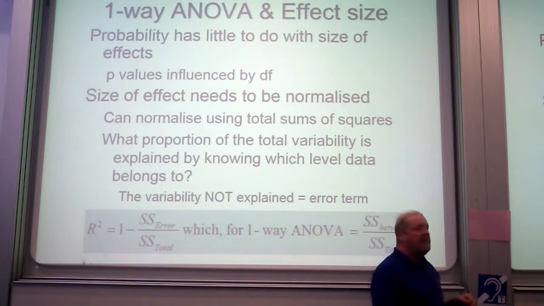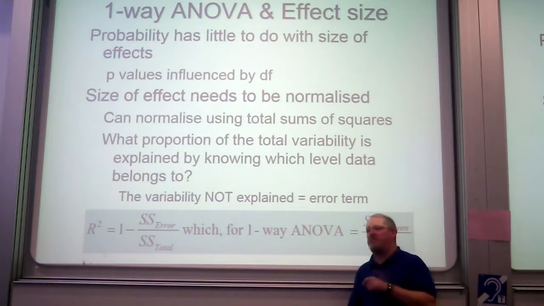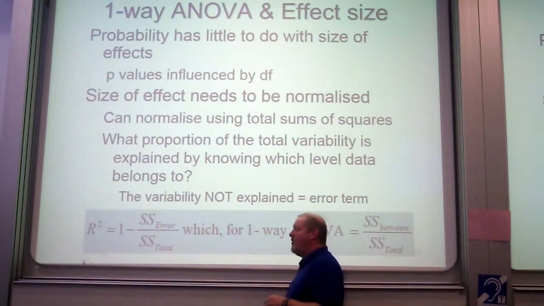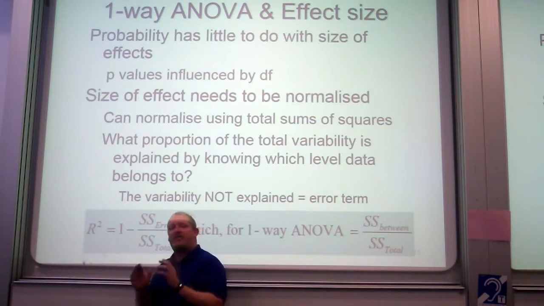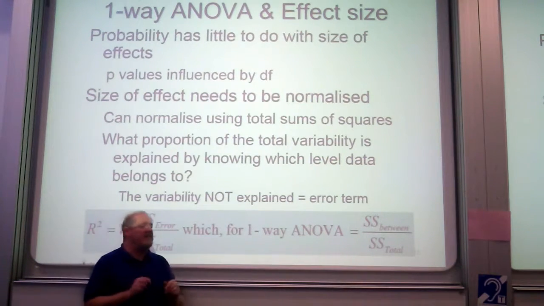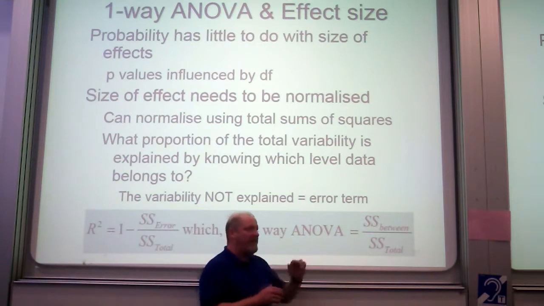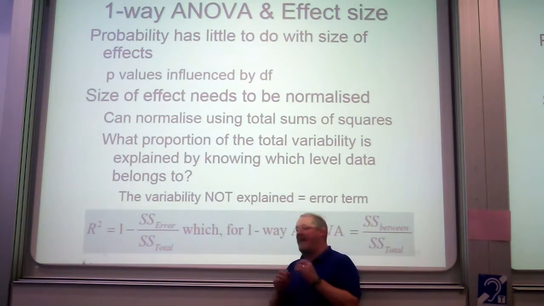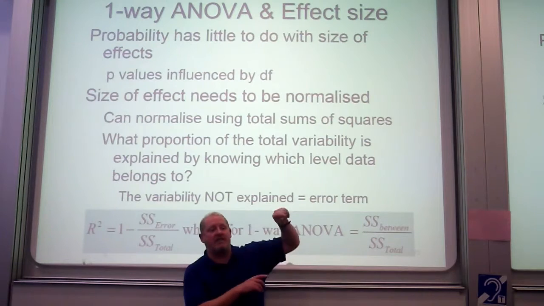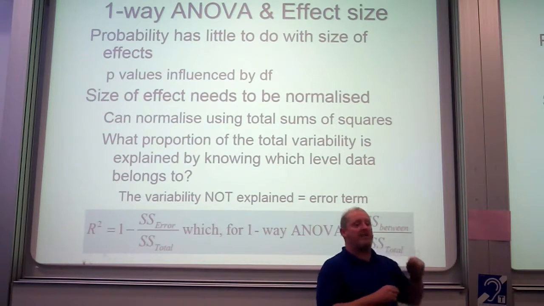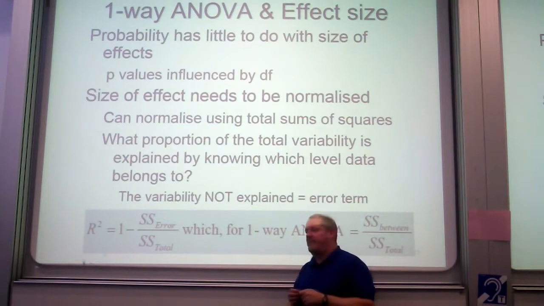It happens that in a one-way ANOVA, that's the sums of squares between divided by the sums of squares of total. But we should think of the R squared as just being 1 minus the bit of the variability that we can't explain. The error term, the residuals, the distances from the line in regression to the data points. That's the bit we can't explain.